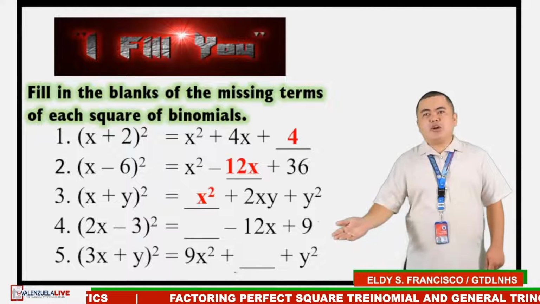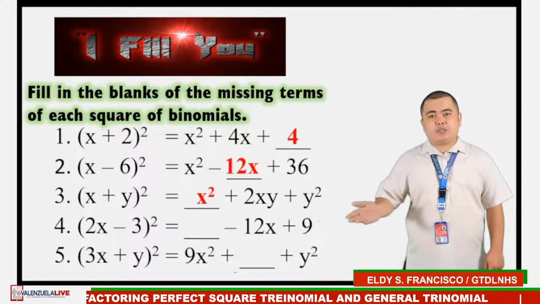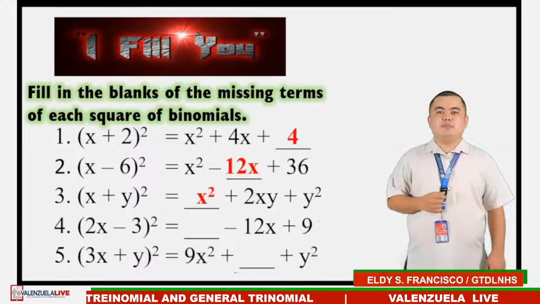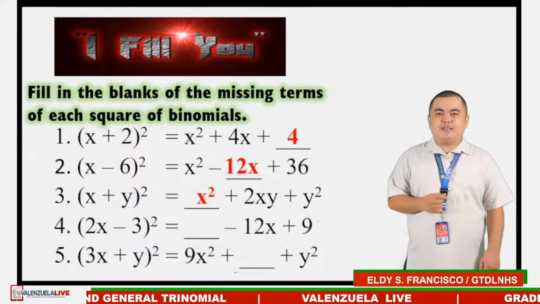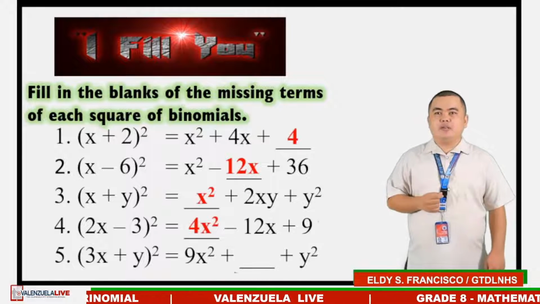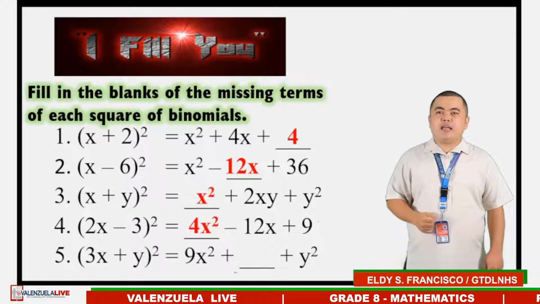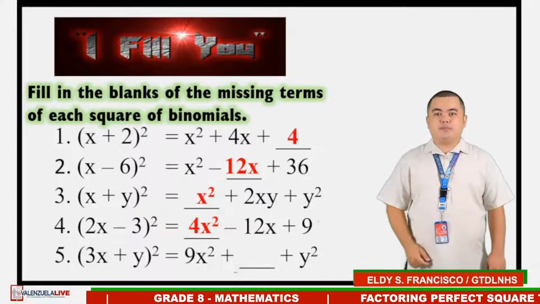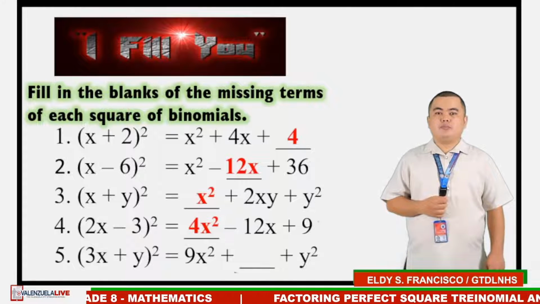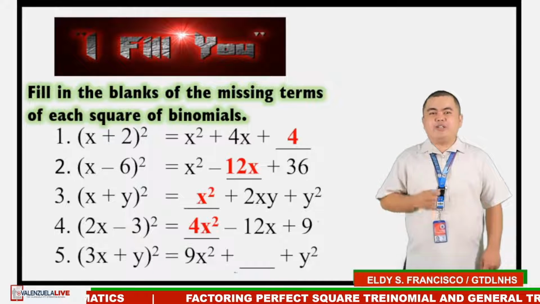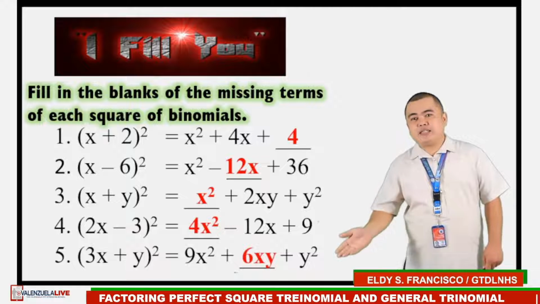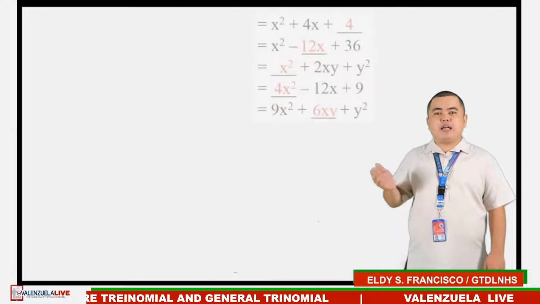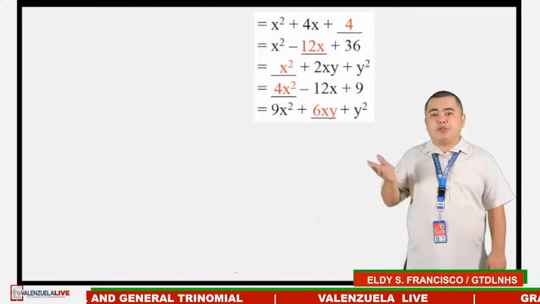Next, the square of binomial 2x minus 3 equals blank minus 12x plus 9. Go. Alright. Excellent. 4x squared. Last, the square of binomial 3x plus y is equal to 9x squared plus blank plus y squared. Go. Very good. The correct answer is 6xy.